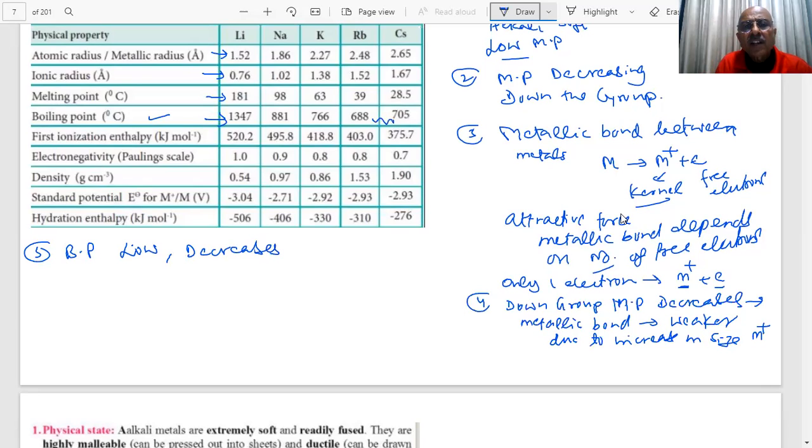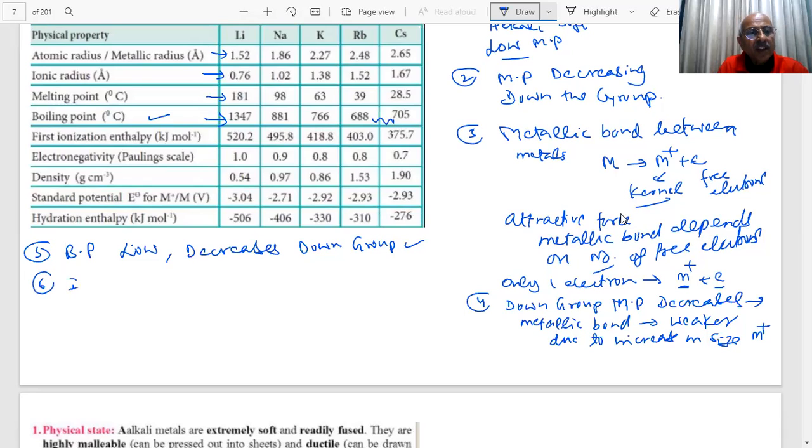Some variation is there, almost the same, because once you have melted it, student, you have broken the metallic bond already. So what you see, these boiling points are low and decrease on average down the group in general, student, again because their sizes are increasing, therefore you will see the decrease in boiling point.